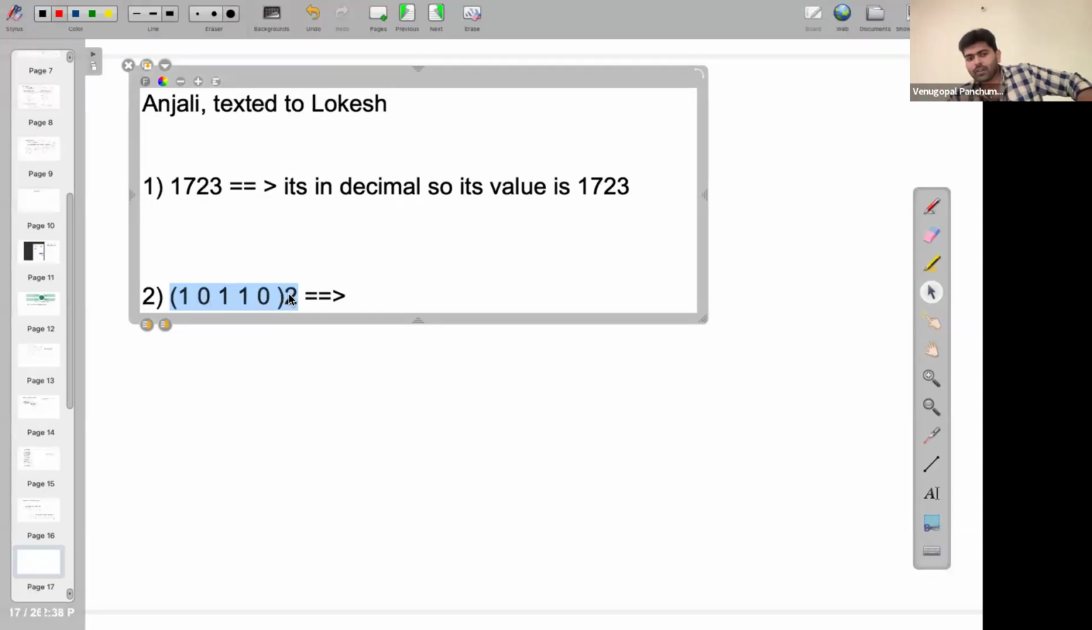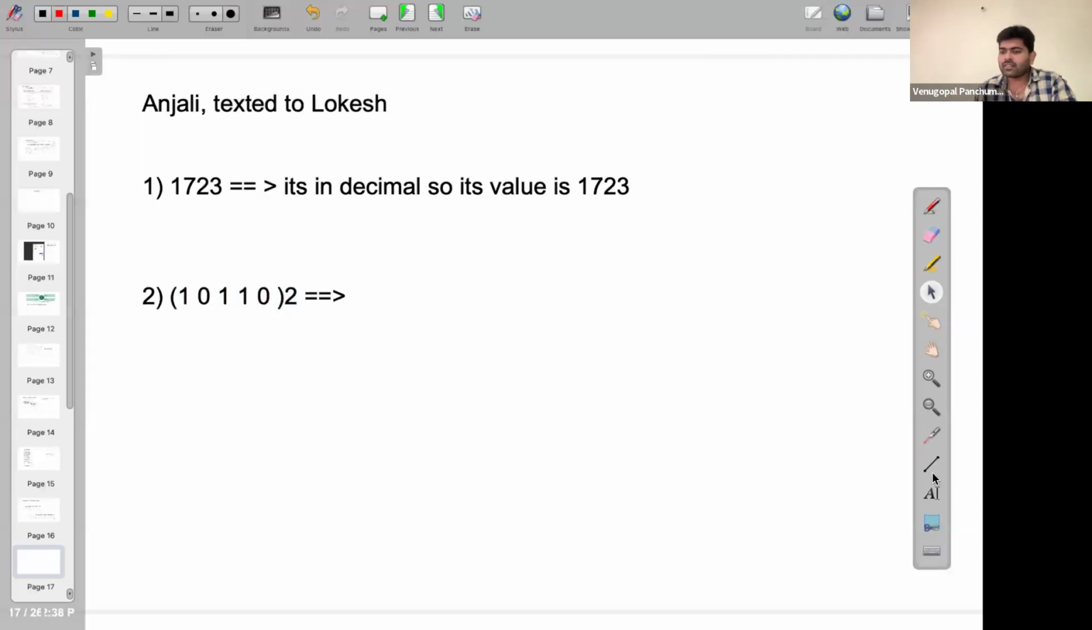If you do it like this, go ask any shopkeeper, he'll say, what you are saying, I'm not even understanding. As humans, we understand only decimals. So now we have to convert whatever this number is into decimal, which humans can understand. Now, how to do that? It's very simple.